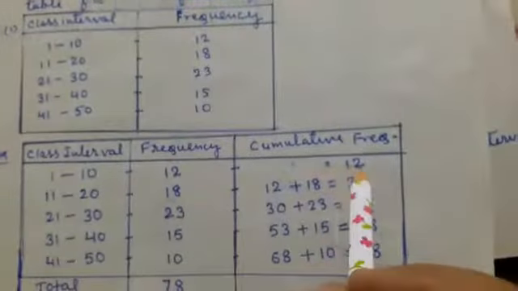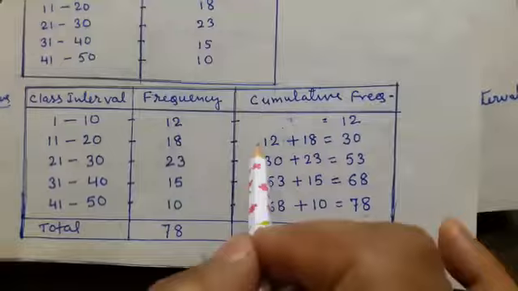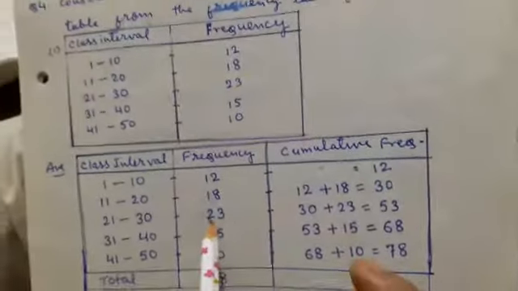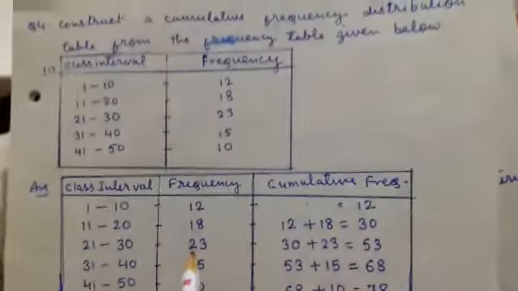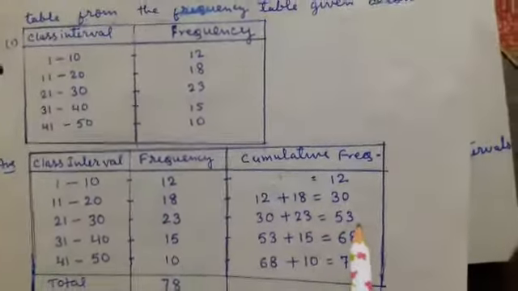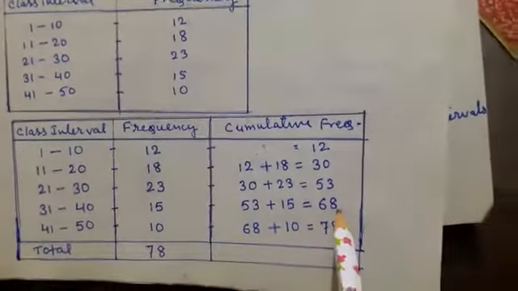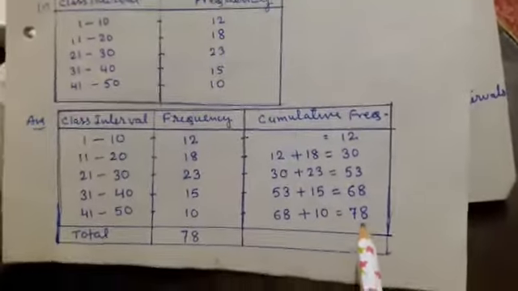In the next group, this 12 will be added to this 18. So 12 plus 18 is equal to 30. And in the next class interval, this 30 will be added to 23. So 30 plus 23 is equal to 53. Again this 53 will be added to 15, that is equal to 68. And 68 will be added to 10, it will be 78.